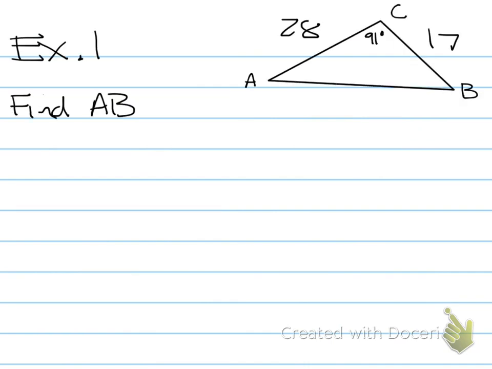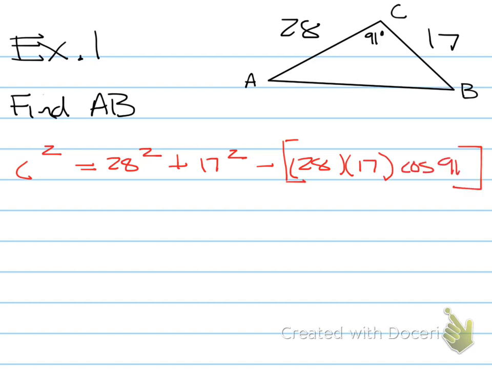All right, so in this first example, we want to find AB. We're given two sides and the measure of the included angle, so we're going to use the law of cosines. We're going to square the measure of the two sides that are given, and then subtract the product of those two sides multiplied by the cosine of the included angle.